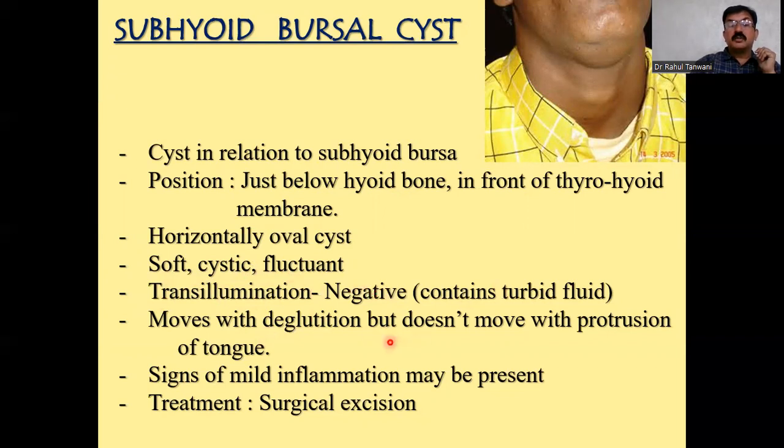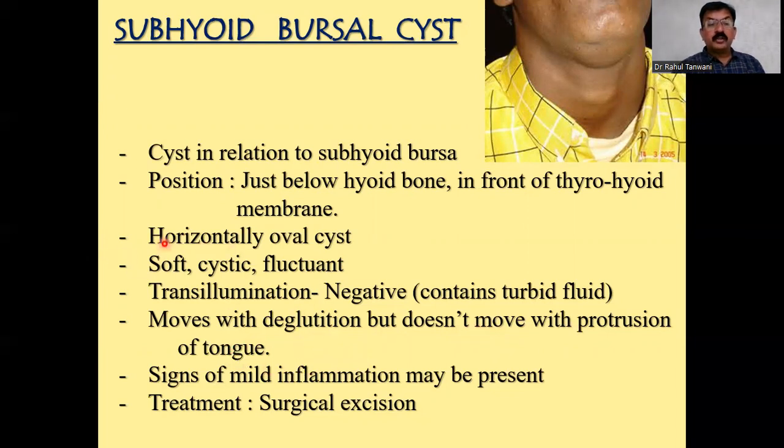But the major difference is that this one will move upward with deglutition. When you ask the patient to swallow, it will move upward. But if you ask the patient to protrude his tongue, it will not move. This is in contrast with what we saw in thyroglossal cyst, which moved upward with deglutition as well as protrusion of the tongue. But the subhyoid bursal cyst moves only with deglutition, not with protrusion of the tongue.